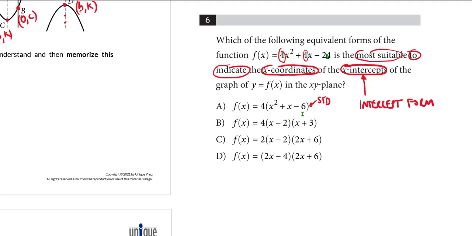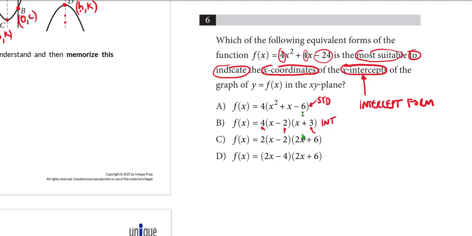We've just taken the 4 out of all of these terms. Answer choice B, indeed, is intercept form. There's your A, there's your P, there's your Q, and we have said that P and Q are the x-coordinates of the x-intercepts.